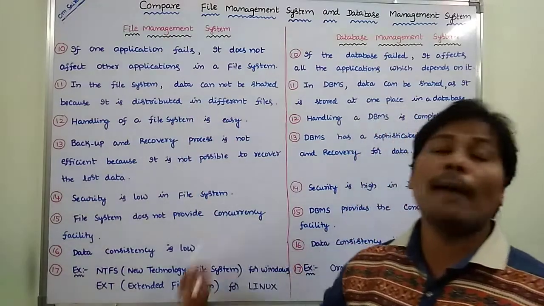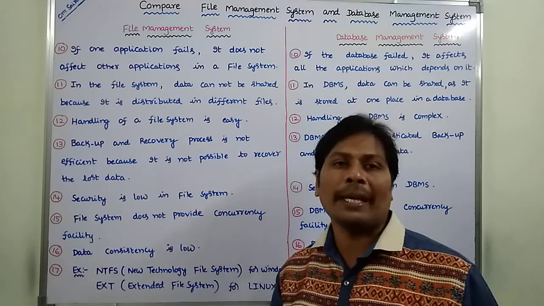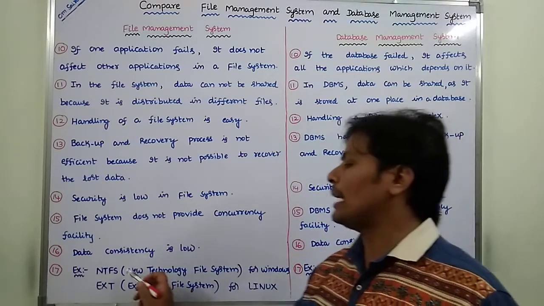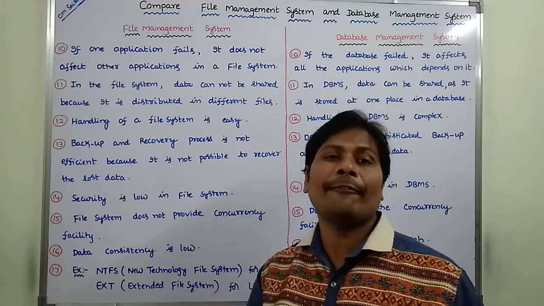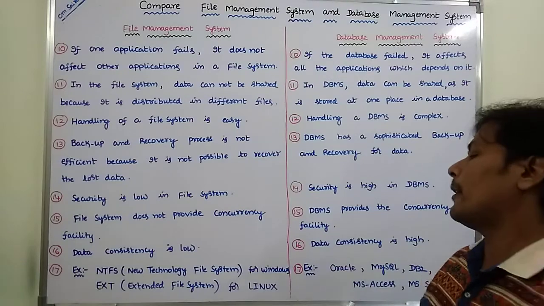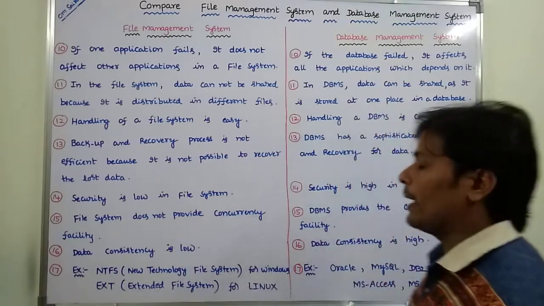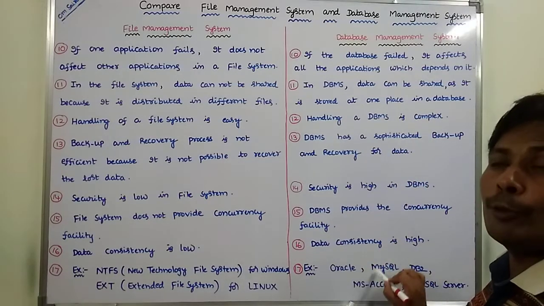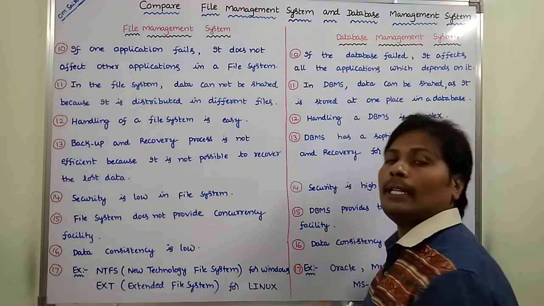Next one, what are the examples for file management system? The examples for file management system are NTFS, New Technology File System. Okay, so NTFS is used for Windows file system, and next one EXT, Extended File System. This extended file system is used for Linux file system. For Windows, NTFS is used. For Linux, ext is used. Whereas in the case of DBMS, the examples for DBMS are Oracle, DB2, MS Access, MS SQL Server, MySQL. So these are the examples for DBMS.